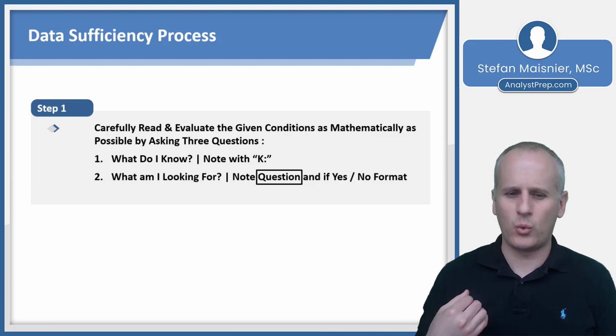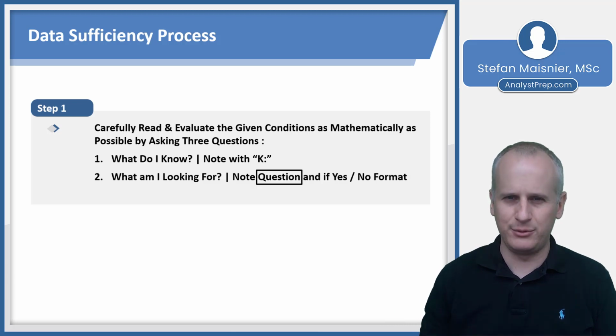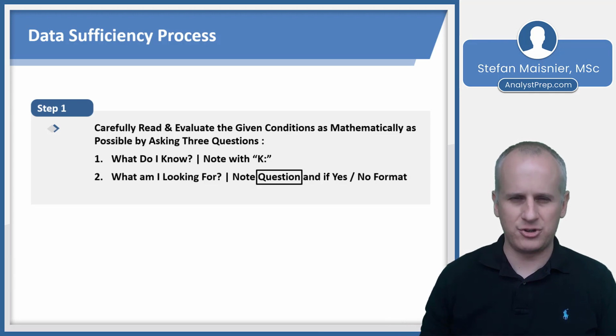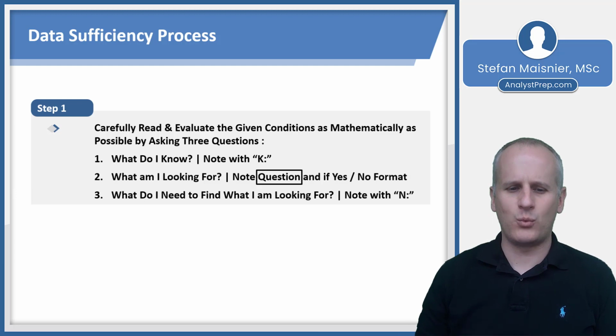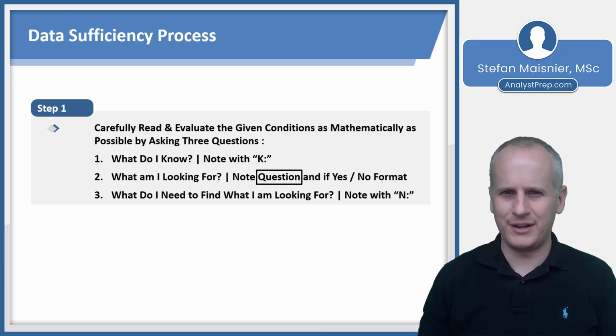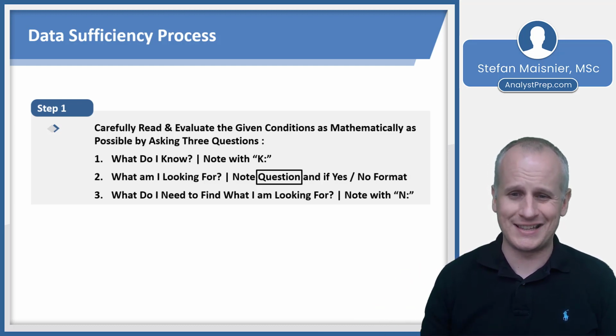Then we're going to ask ourselves, what are we looking for? And you're going to note the question, put the question in a box so that you never lose sight of what you're being asked for, and note if it's a yes/no format data sufficiency. So if it's a yes/no, you have to make sure to catch that because there are some slight variations, and obviously there's a little bit of a different process to answering the question. So if it's yes/no, note that. If it's value, you don't have to say value because value is pretty much just the default position that you'll have. Then you want to ask, what do I need to find what I'm looking for? And we're going to note that with a little N and a colon that stands for what we need mathematically to answer the question that's in the box.